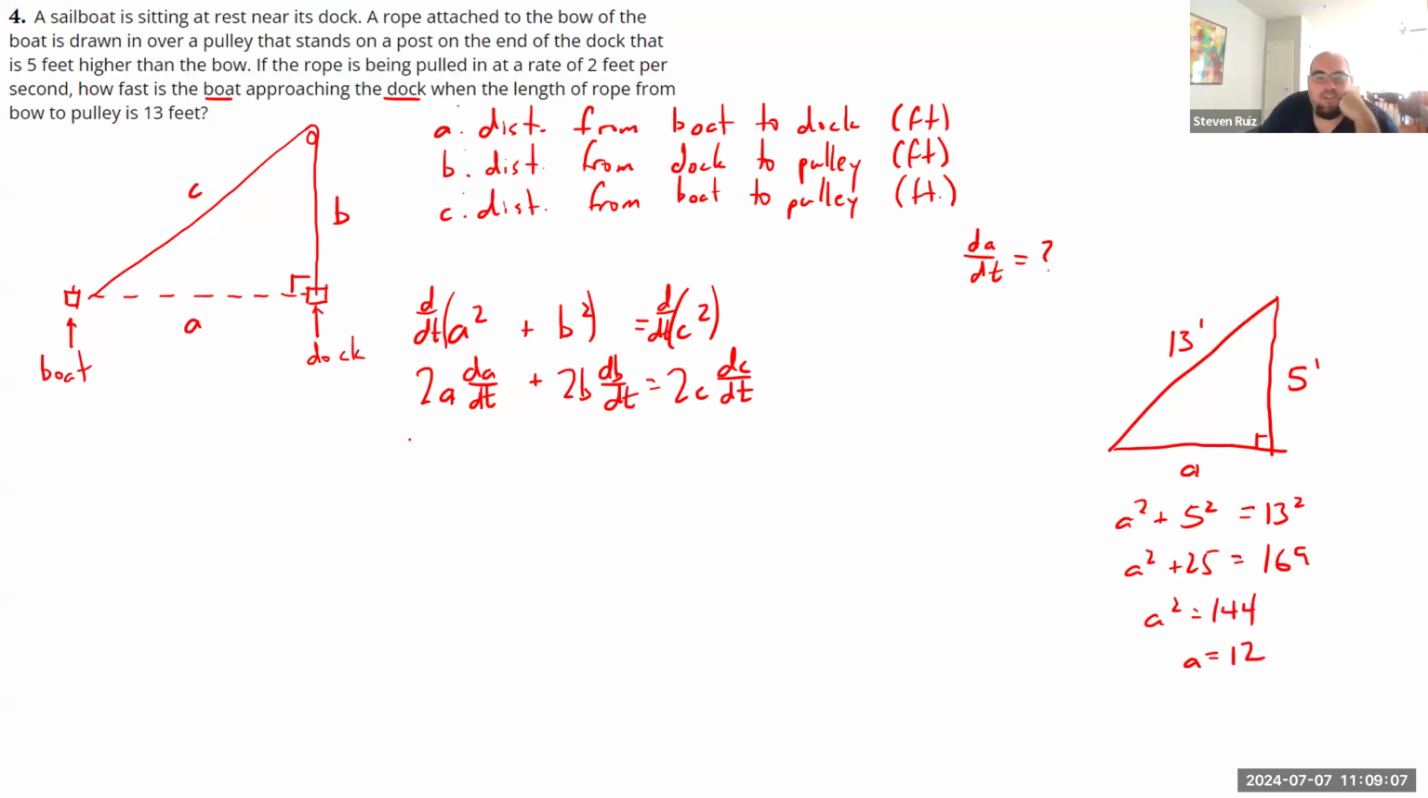So let's start filling things in. 2 times 12 feet. dAdt is not something we know. That's the thing we were asked to find out. Plus 2 times B. B is a constant 5 feet. One thing that is different from the videos you're showing is that I am treating everything as a variable for quite a while.